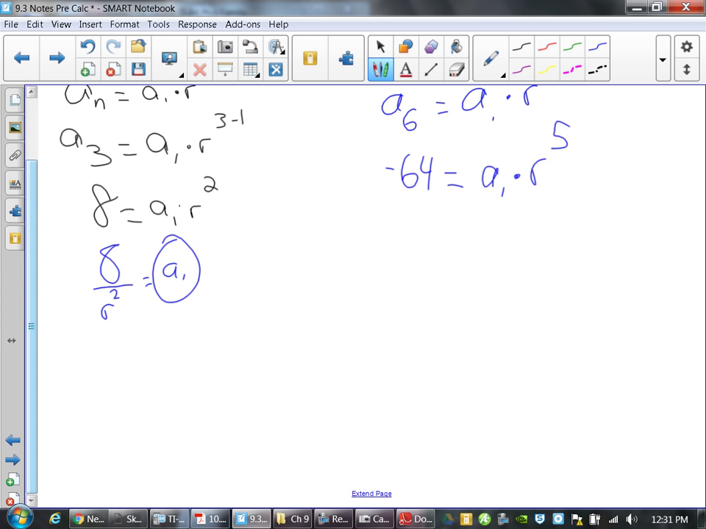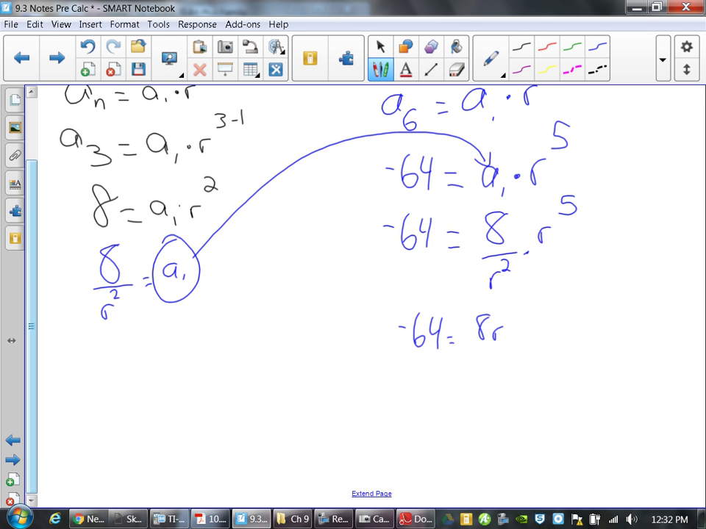So now I take this, and I substitute it there. Okay. So now I have the negative 64 is 8 over r squared times r to the 5th, which I can simplify. What do you get? What's r to the 5th over r squared? R to the 3rd. R cubed. So negative 64 is 8r cubed. 2 steps. Divide by 8.